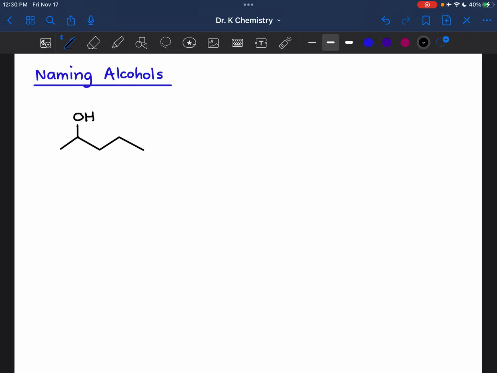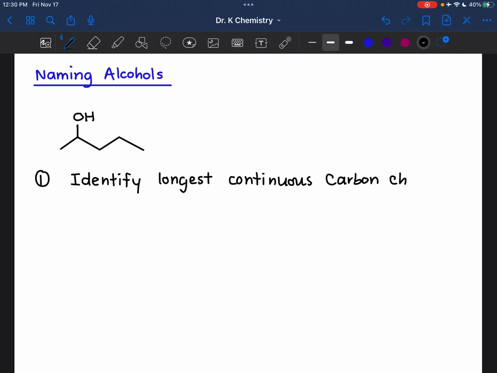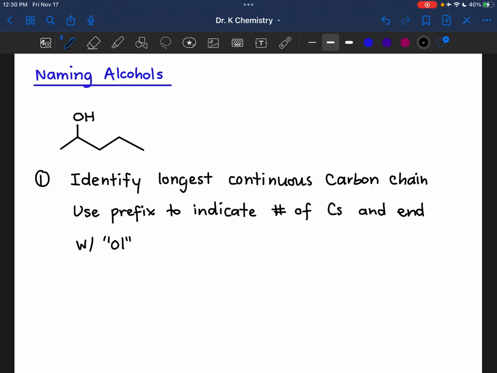In this video, we will explore the naming of alcohols and their physical properties. The first thing we're going to do, which is very similar to what we have been doing thus far, is identify the longest continuous carbon chain. And we have to make sure that that carbon chain contains the alcohol. And then we're going to use a prefix to indicate the number of carbons, just like we've been doing before. And we will end with -ol to indicate that it's an alcohol.